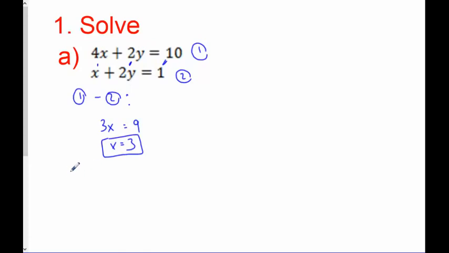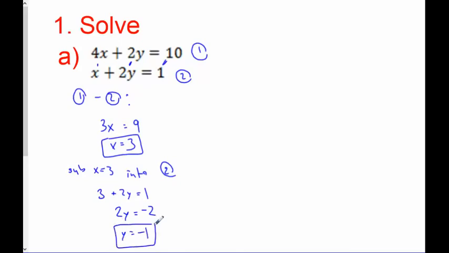So all that's left is to sub x equals 3 into 2. So 3 plus 2y equals 1. Move the 3 over, I now have -2. So y is -1. So my point of intersection is 3 and -1.